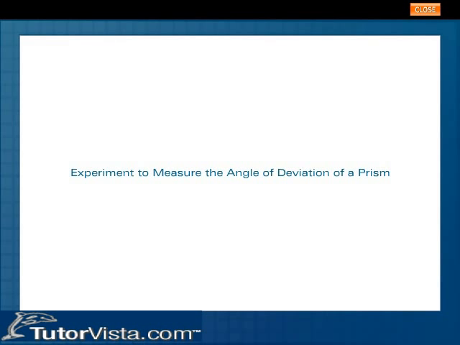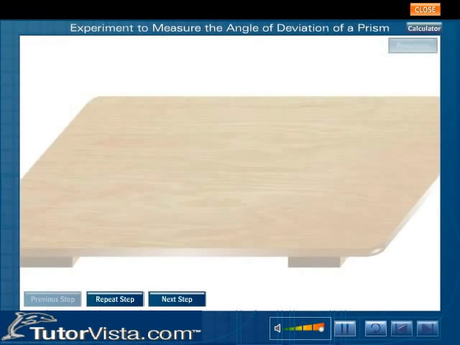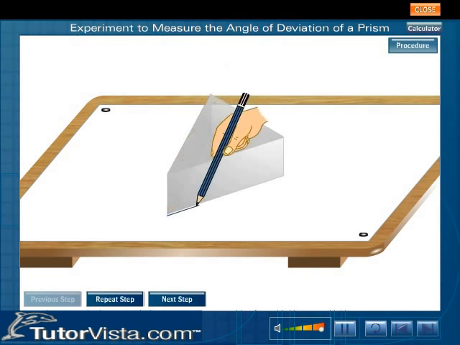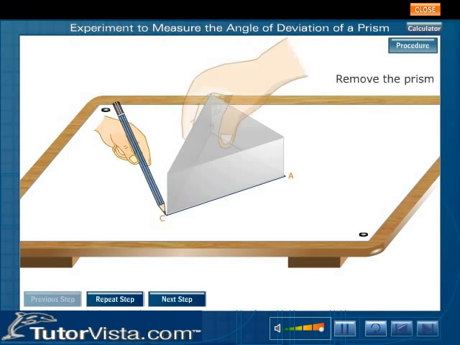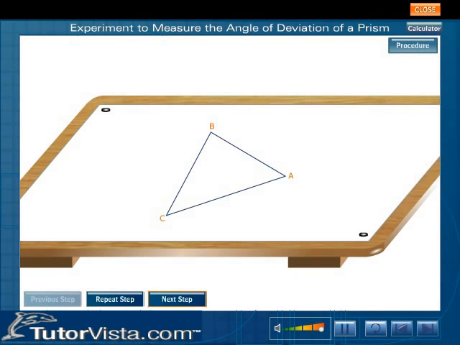Experiment to measure the angle of deviation of a prism. Place a prism on a white sheet of paper and trace its boundary ABC. Fix two pins T and S on one side. Place the prism on the boundary ABC.